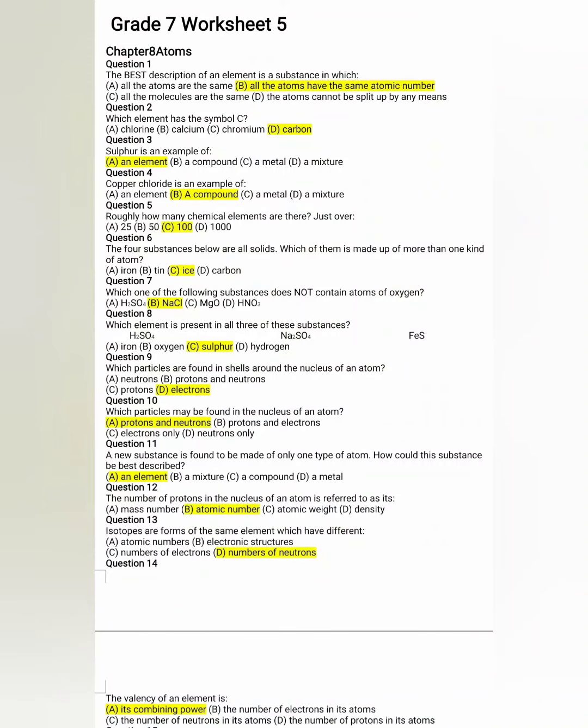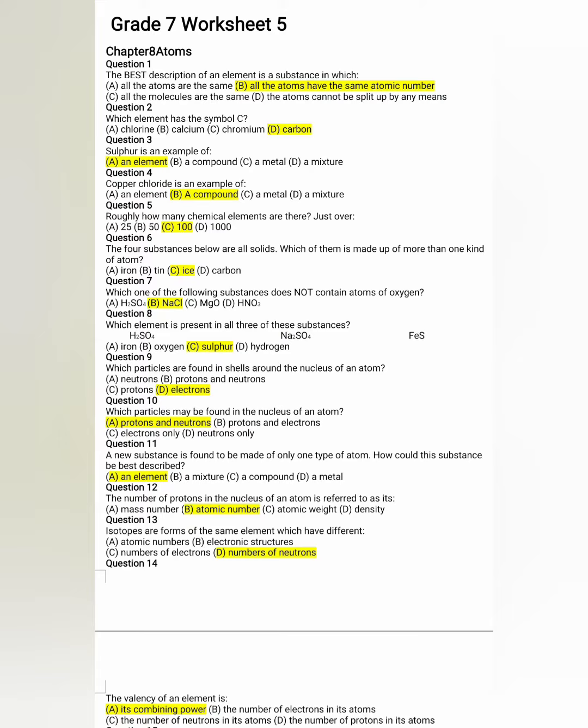Now be ready with your worksheets. Today we have to complete our worksheets. I have highlighted the answer with yellow color. Question number 1 answer: the best description of an element in a substance is all atoms have the same atomic number. Question number 2, which element has the symbol C? Carbon. Question number 3, sulfur is an example of element. Question number 4, a compound is copper chloride.